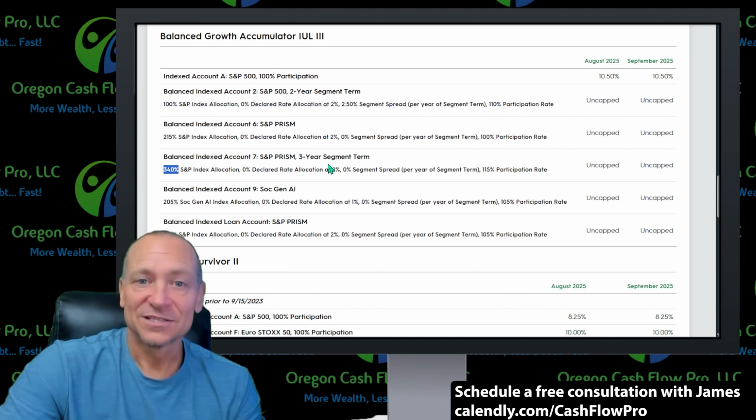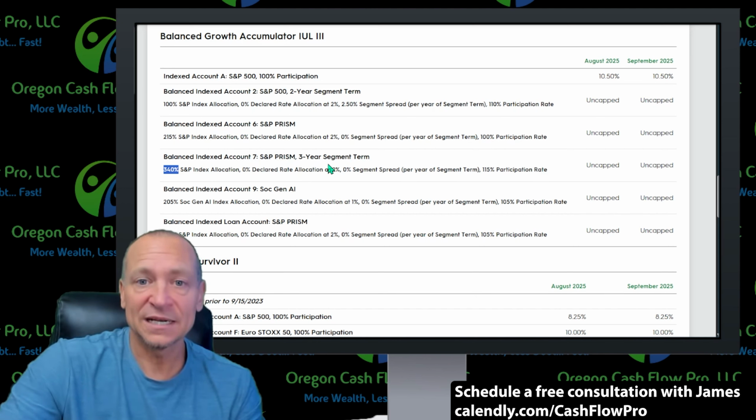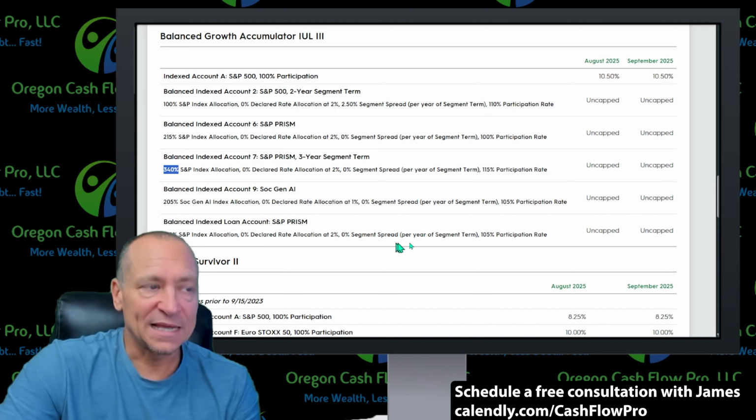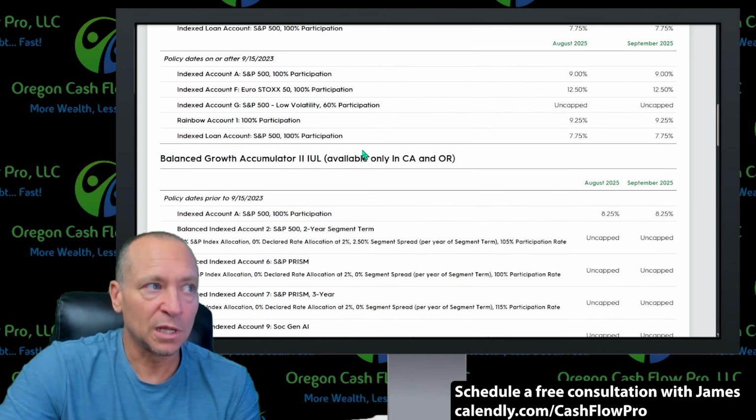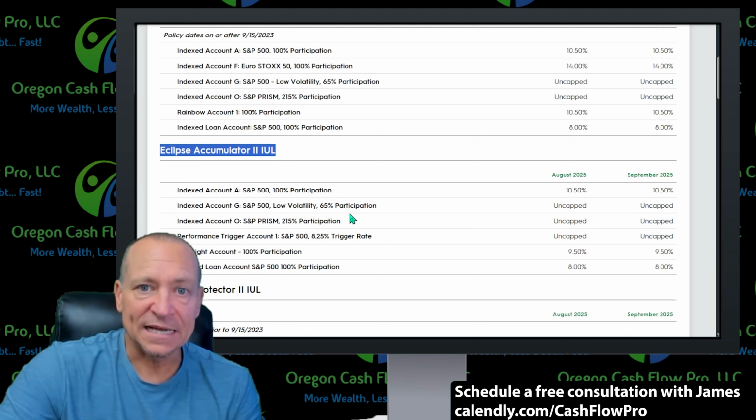So hopefully this gave you some good insight into Securian index options and what's available. As you can see, these uncapped index options in the BGA 3 really make this product look a lot more attractive to me than the Eclipse. Having access to that 2- and 3-year option, being uncapped, can be big. And all in all, it's just a more attractive product.